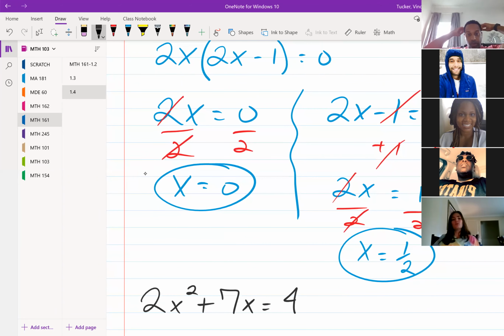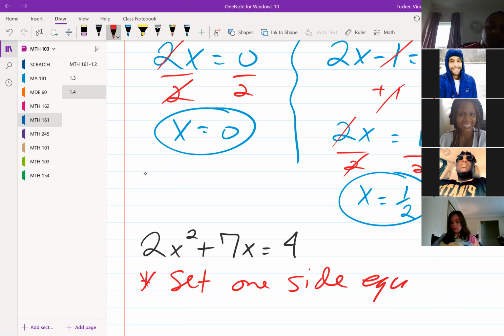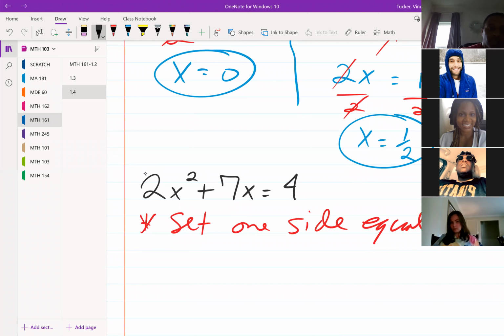All right, next one, 2x squared plus 7x plus something equal to 4. Here you want to set one side equal to 0. So remember the zero factor property, you want to set one side equal to 0. So we'll subtract 4 from both sides.